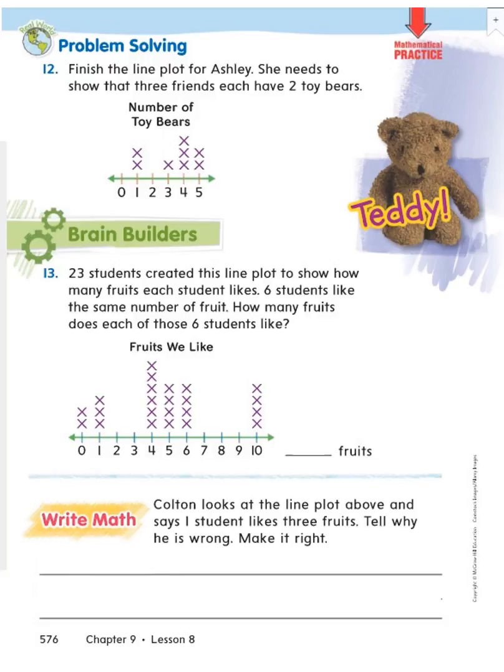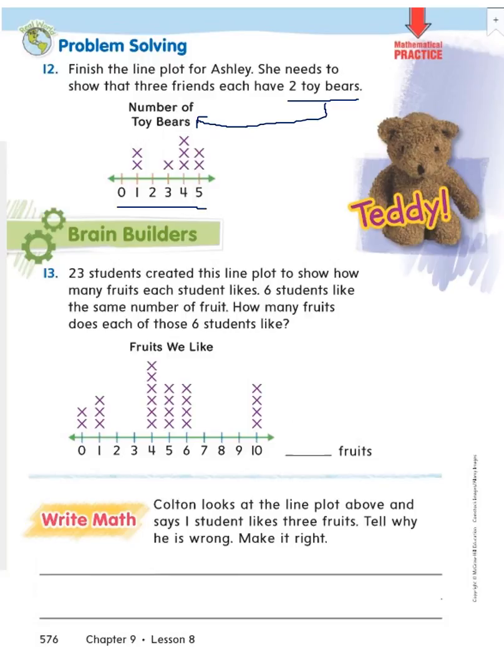Okay, number 12. Finish the line plot for Ashley. She needs to show that 3 friends each have 2 toy bears. Listen to that part again. She needs to show that 3 friends have 2 toy bears. Number of toy bears. So that tells us what these numbers are.